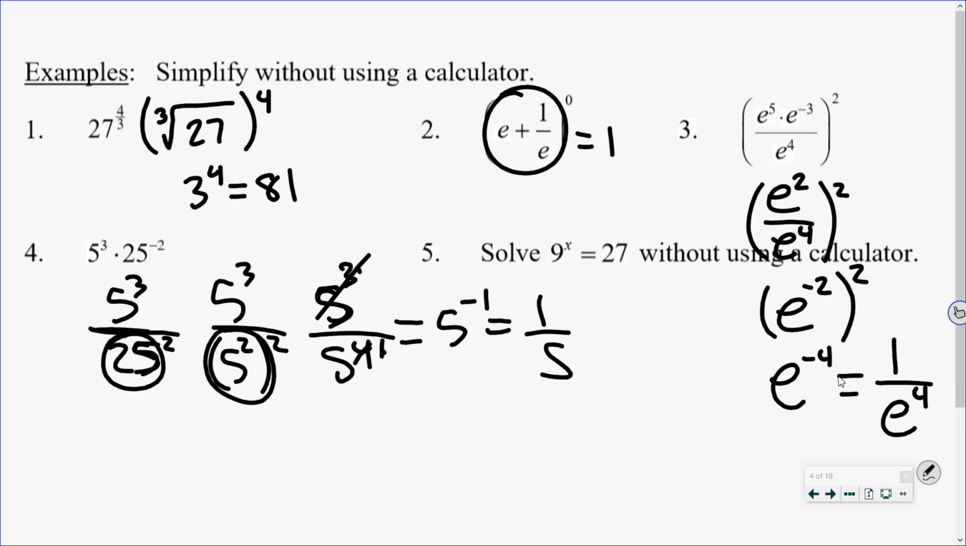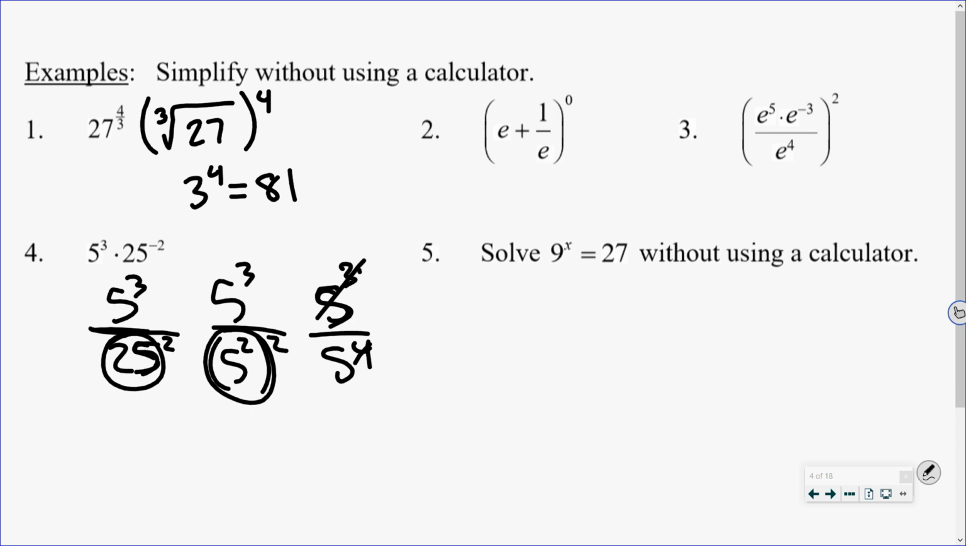Okay, let's do this last problem, number 5. Solve 9 to the x equals 27 without using a calculator. So if I don't have a calculator to use, the easiest way to do this is to try to rewrite them with the same base. What I mean by that is, can I write them both as base 9? No, I can't write 27 as being 9 to a power. Well, what could I write 27 as? Well, I could write 27 as being a base 3. Right, I could write 9 as being base 3. 9 is 3 squared, and 27 is actually 3 to the third. So I'm going to write them both with a base 3.